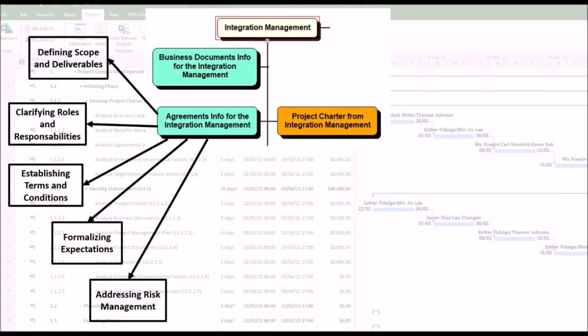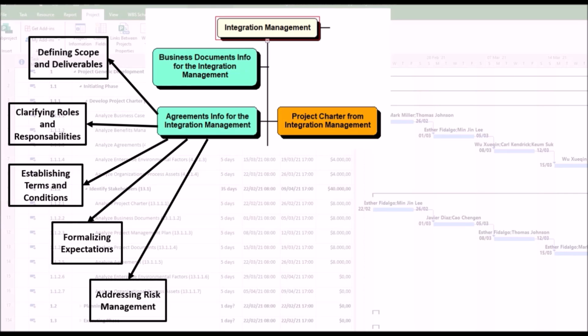5. Addressing risk management. Agreements often include clauses related to risk management, such as dispute resolution processes, liability, and contingency plans. These details help identify and address potential risks early, which can be documented in the project charter.